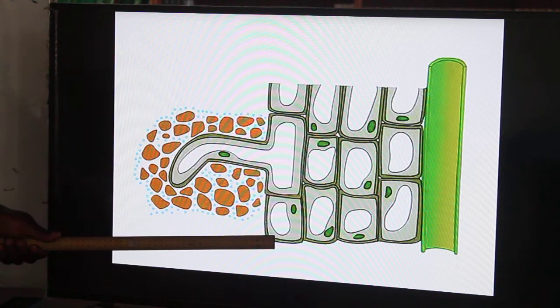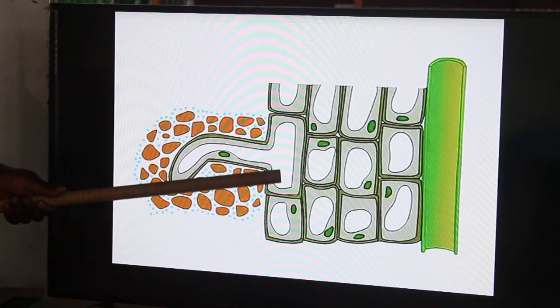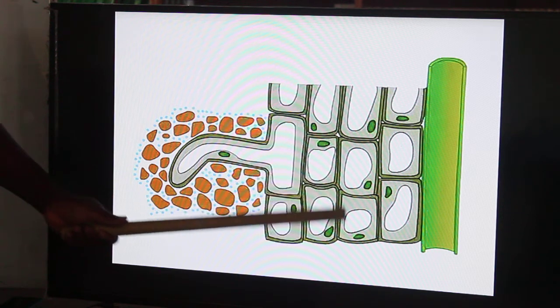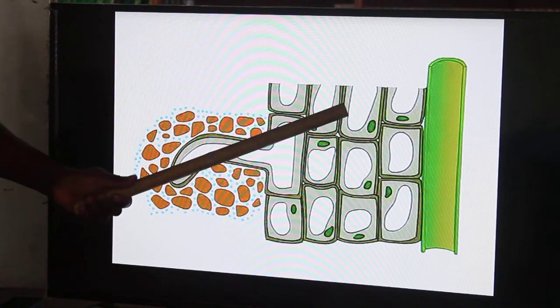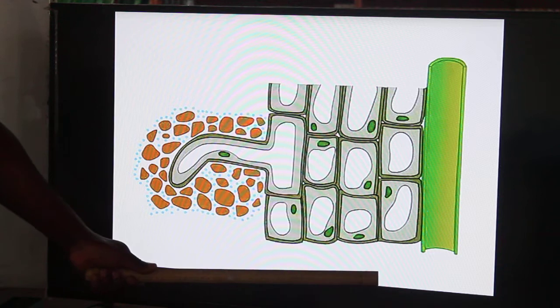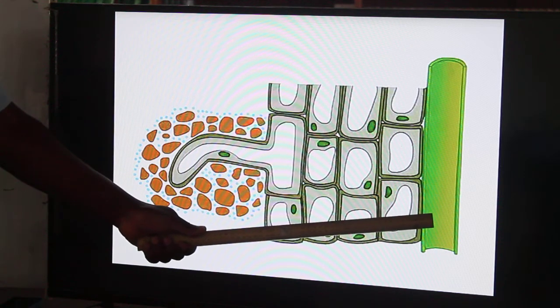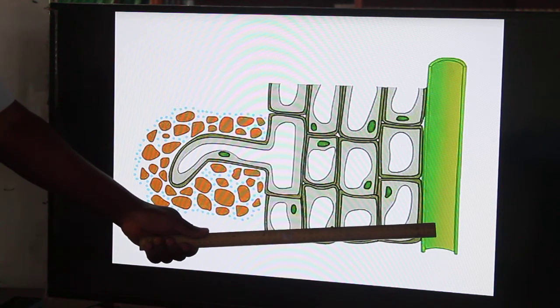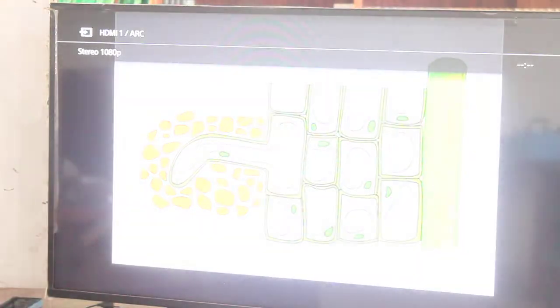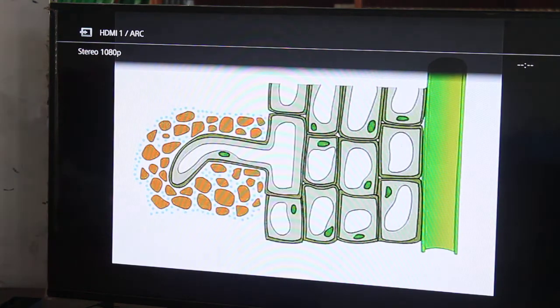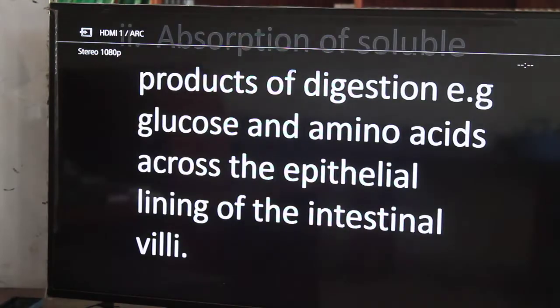After that, the minerals will diffuse again into the cortex cells. These are the cortex cells. Then across the endodermis cells and into this tube, which is called the xylem. It runs from the roots to the plant leaves. So that is part of the plant.